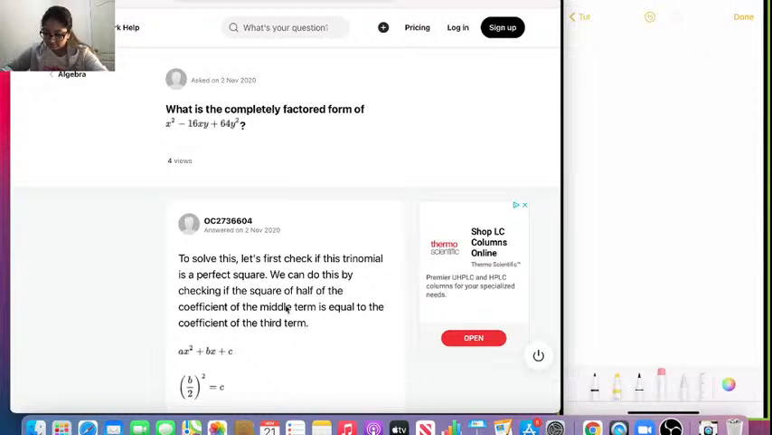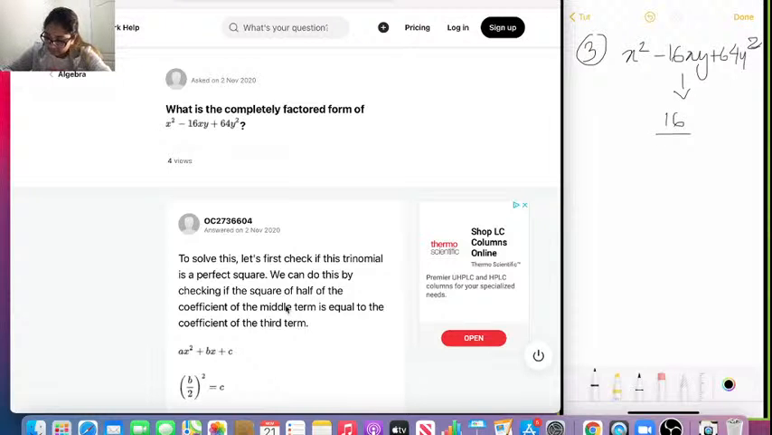And so our next question, number 3, says, what is the completely factored form of x squared minus 16xy plus 64y squared? Okay, so we have to first check if this trinomial is a perfect square. We can do this by checking if the square of half of the coefficient in the middle is equal to the coefficient of the third term. So we have to divide 16 by 2, and so this equals 8. And to see if we square 8, if it equals 64, yes, 8 squared is 64.